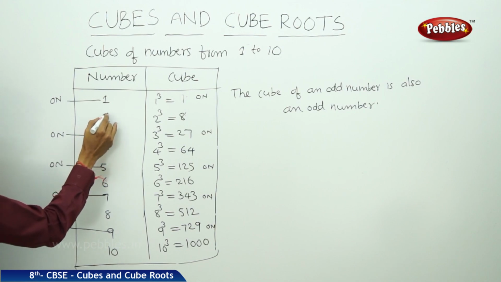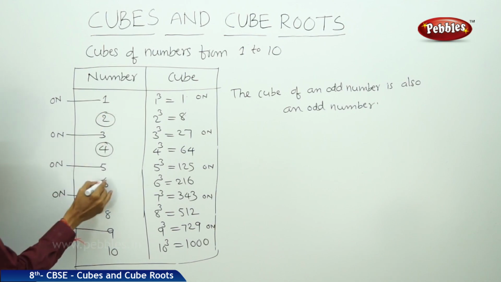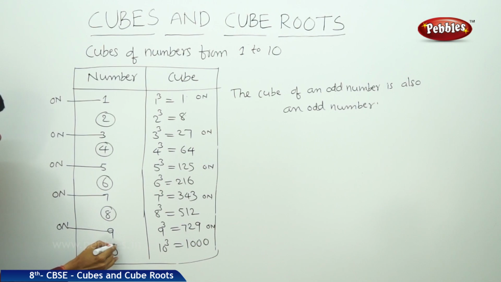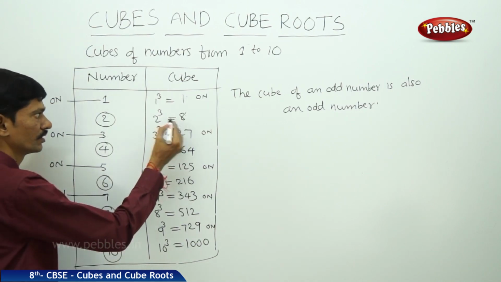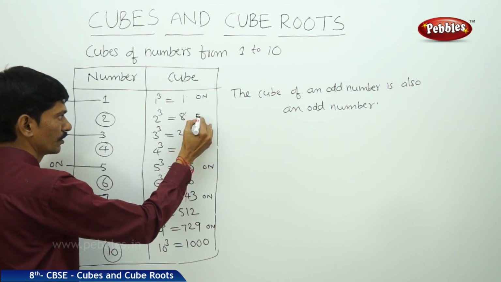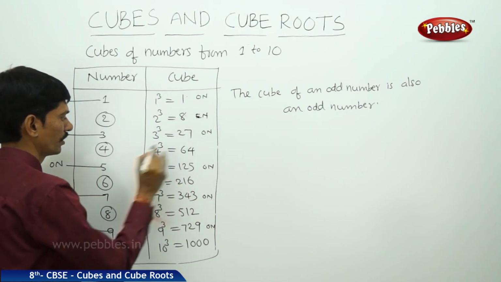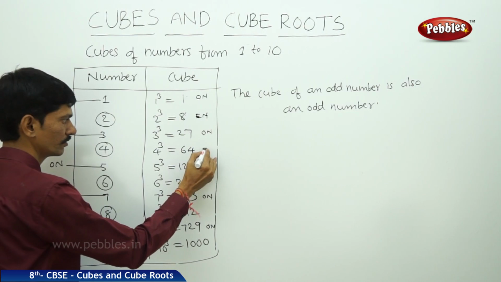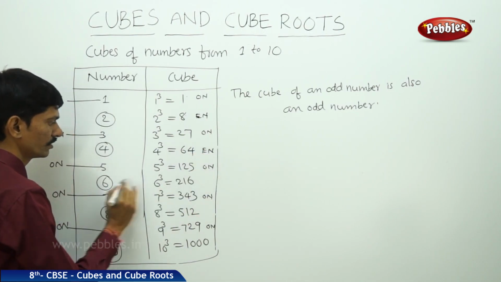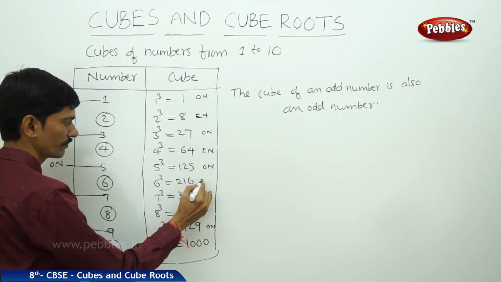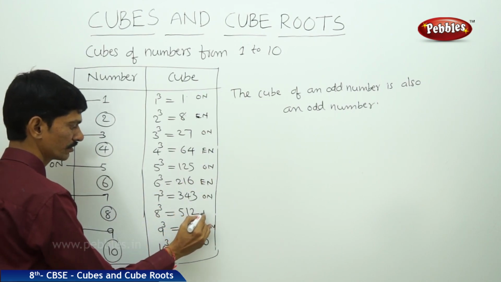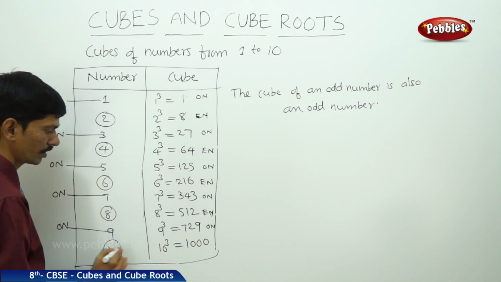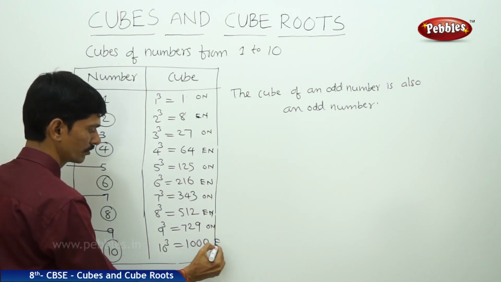Now what about the cubes of even natural numbers? See here, 2 is an even natural number, 4, 6, 8, 10. So these are all even natural numbers. Now what are their cubes? 2 cube 8 is an even number, and 4 cube 64 is also an even number. 6 cube 216, even number. 8 cube 512 is an even number, and 10 cube 1000 is also an even number.